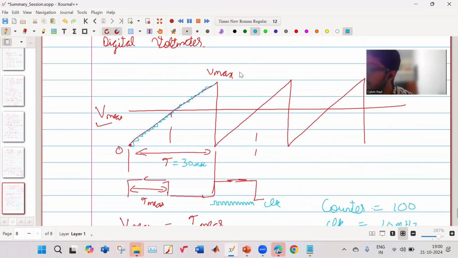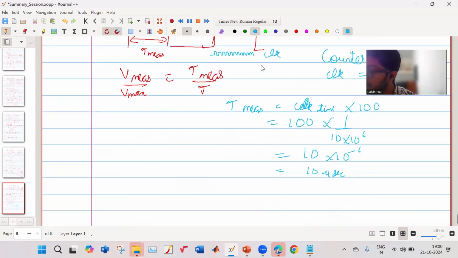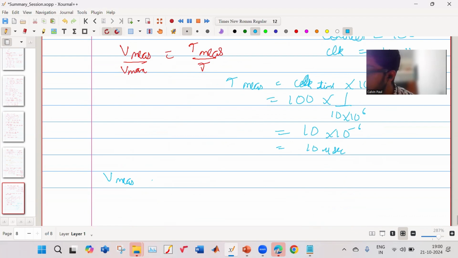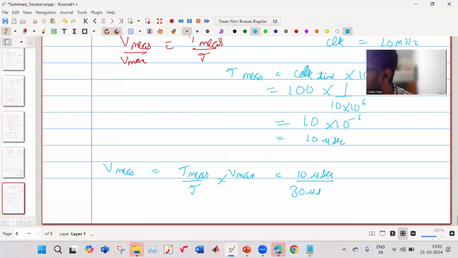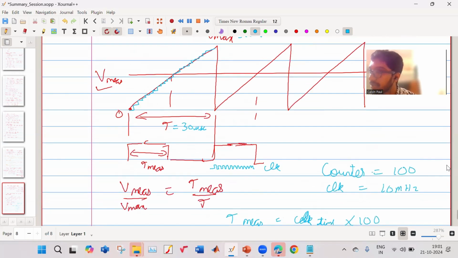And let us say this time duration is 30 microseconds. And this Vmax, let us say it is 100, or for simplicity, let us say 10. So your V measured is equal to what? T measured upon T into Vmax. That is 10 microsecond, your time period is 30 microsecond, into Vmax is 10 volt. So that comes out to be 10 by 3, so it is around 3.33 volt. So this is the way you use a linear ramp type voltmeter or a digital ramp type voltmeter.